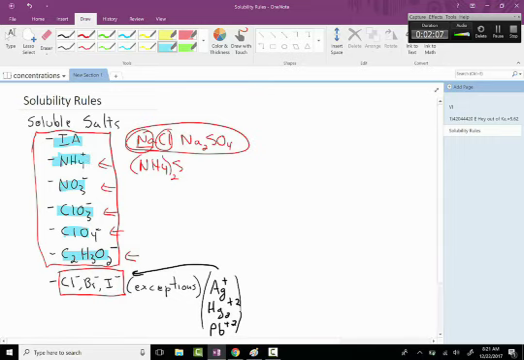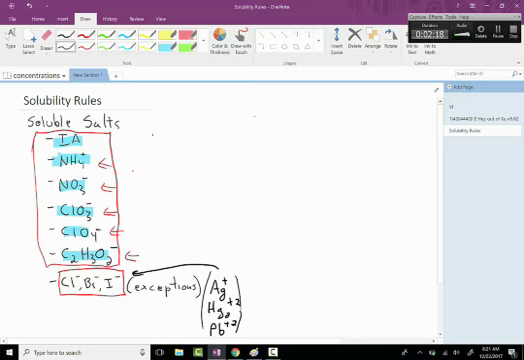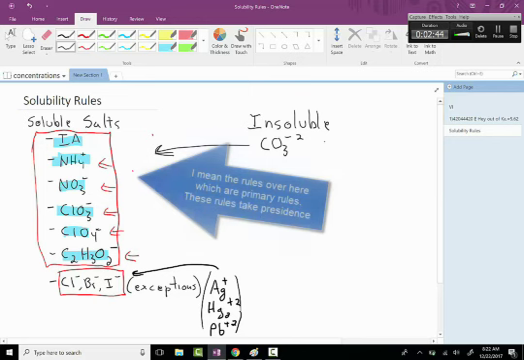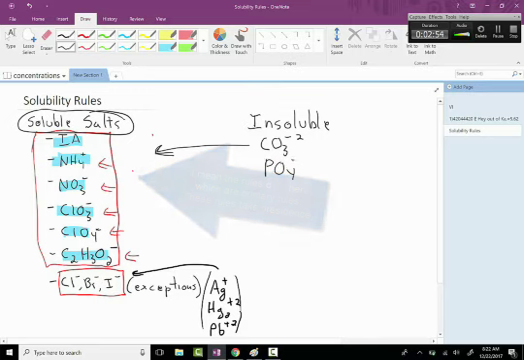So let me erase this a little bit. Okay, so the insoluble salts. Now the reason I didn't list them out is soluble trumps insoluble. So I'm going to list carbonates are insoluble except for these rules over here. So if a carbonate combines with sodium, it will be soluble because of the first primary rule, the soluble salts. Okay, phosphates, all these will undergo this same rule.